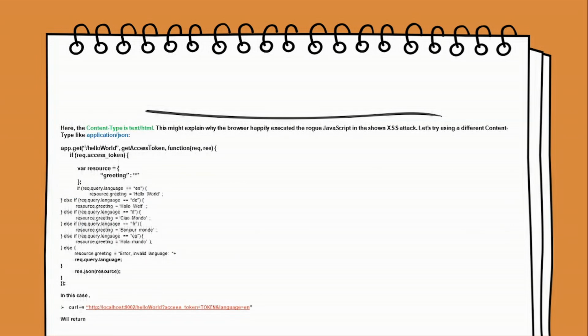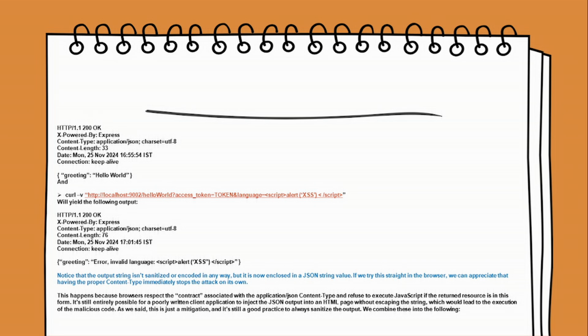So now we have the result in the JSON form. Now if you just try with some invalid language, like curl -v, the URL, access token, language equal to a script, in that form. Now how is the output? So here we have the same format. Now the result is in the JSON, and what is the result?